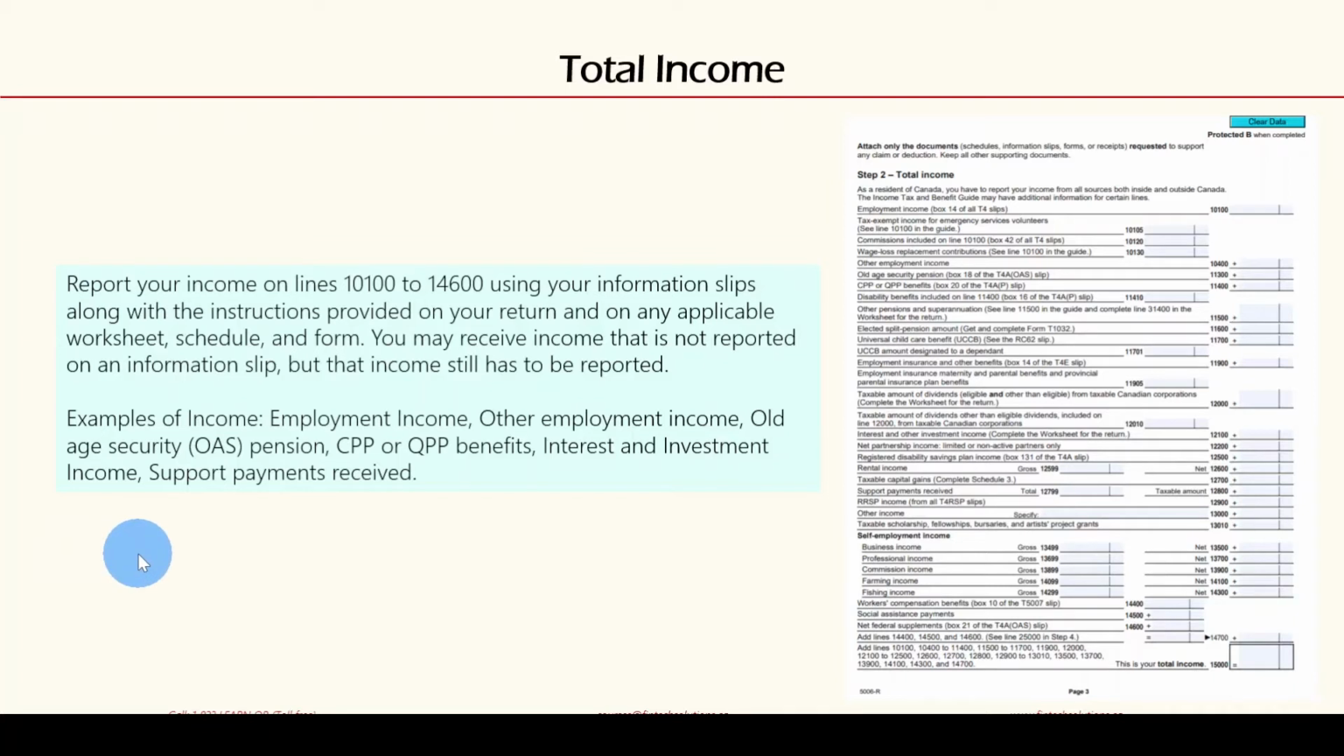Examples of income could be employment income, other employment income, old age security, OAS, CPP or QPP benefits, interest and investment income, and support payments received.